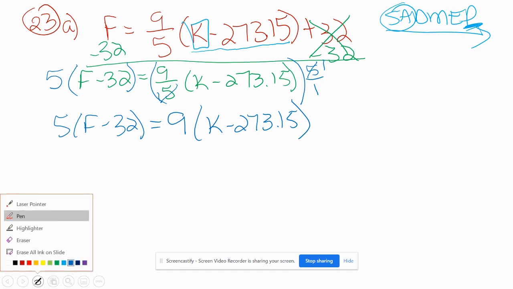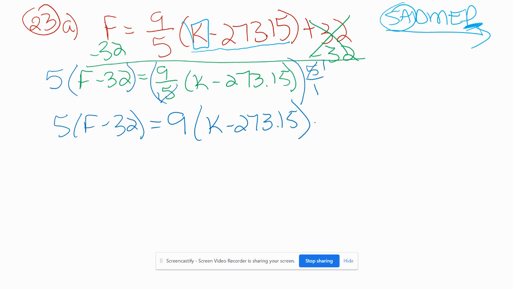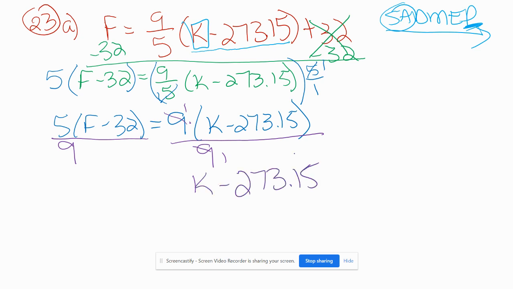Now I need to move the 9. That's 9 times all of this stuff. The opposite of multiplying by 9 is dividing by 9. These 9s reduce to 1s. That frees that K minus 273.15. And I'm going to leave this as 5 over 9 times F minus 32.